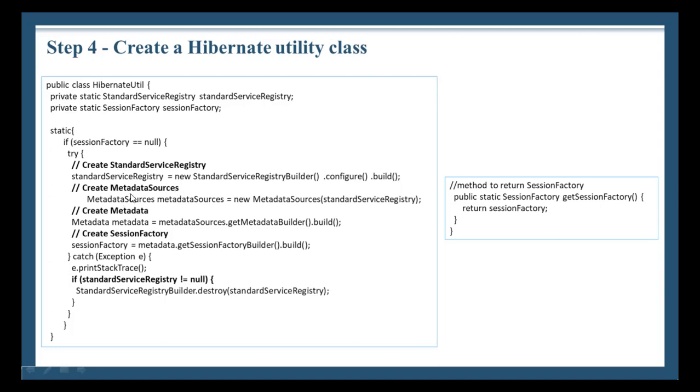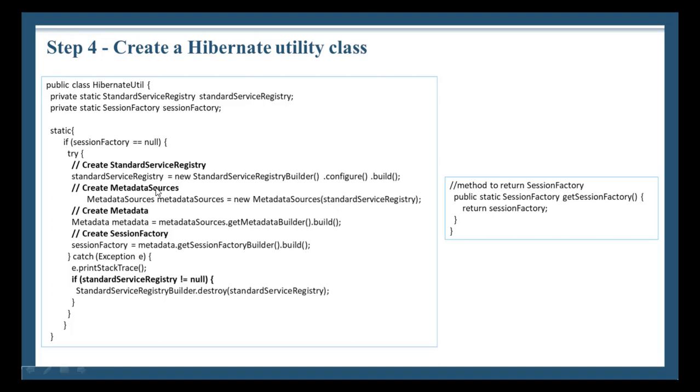We will first invoke the StandardServiceRegistryBuilder, and then we will invoke the configure and build methods on this to obtain the StandardServiceRegistry. In our previous tutorial we have discussed all these different classes and interfaces, what is StandardServiceRegistry, what is MetadataSources, Metadata and so on. So we need to make use of StandardServiceRegistryBuilder, and then we need to call the configure method on it and the build method to create the instance of StandardServiceRegistry.